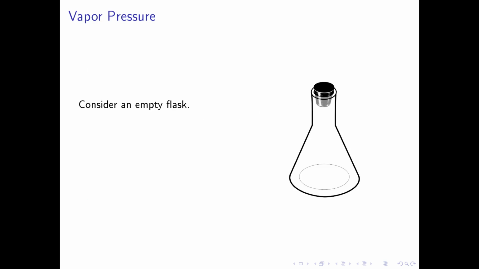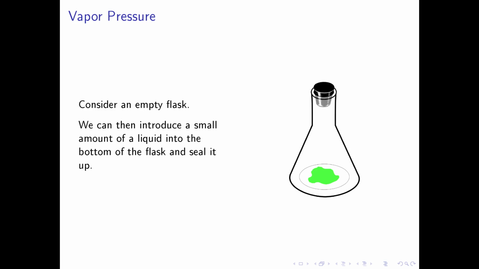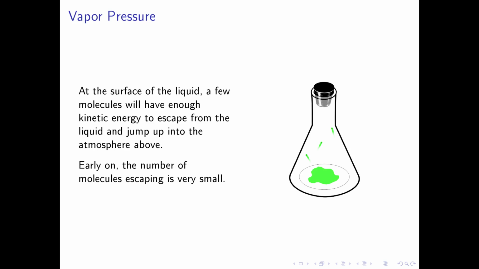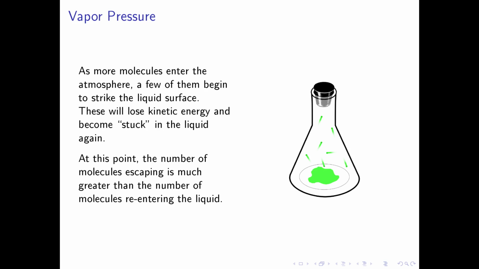Let's start by considering an empty flask. We can then introduce a small amount of liquid into the bottom of the flask and seal it up. At the surface of the liquid, a few molecules will have enough kinetic energy to escape from the liquid and to jump up into the atmosphere above it. Early on, the number of molecules escaping is very small. As more and more molecules enter the atmosphere, a few of them begin to strike the liquid surface. These will lose kinetic energy and become stuck in the liquid again, or recondense. At this point, the number of molecules escaping is much greater than the number of molecules re-entering the liquid.